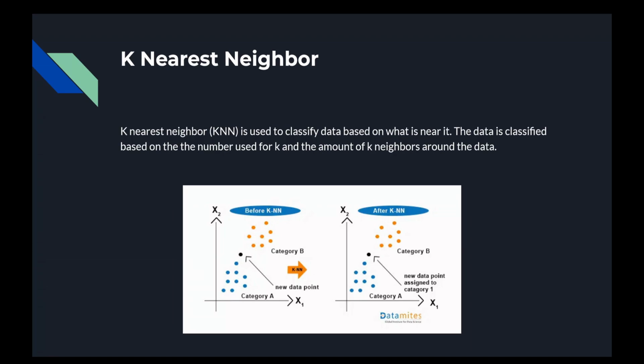And k-nearest neighbor, which is used to classify data based on what is near it. The data is classified based on the number used for k and the amount of k neighbors around the data.